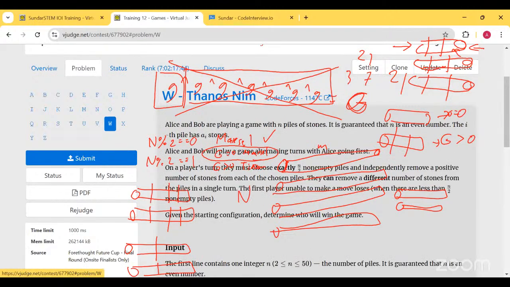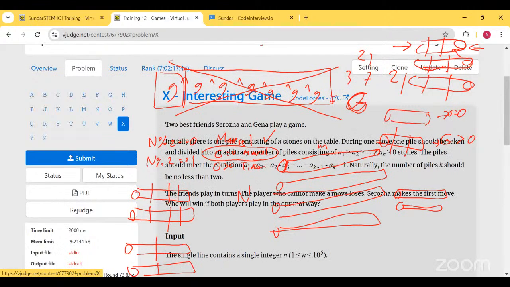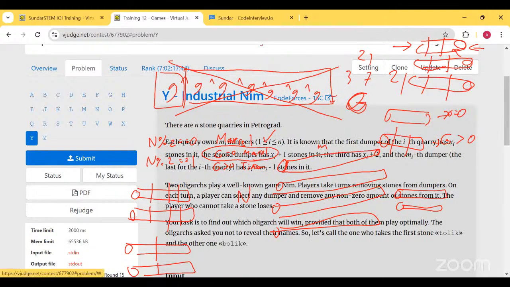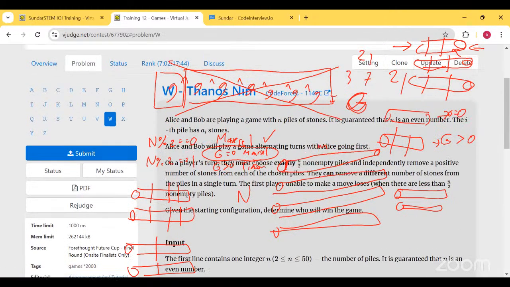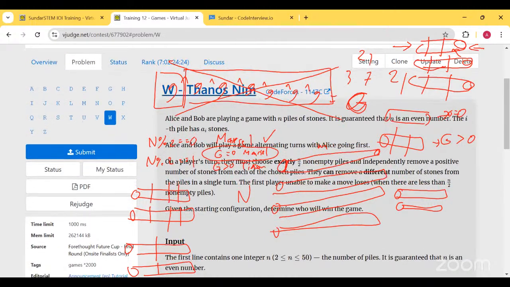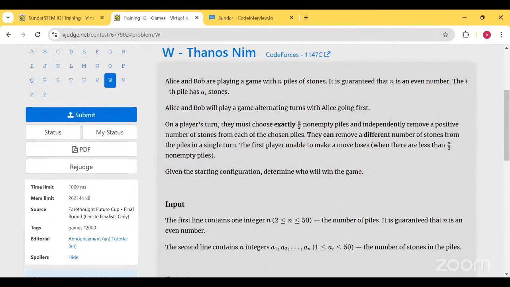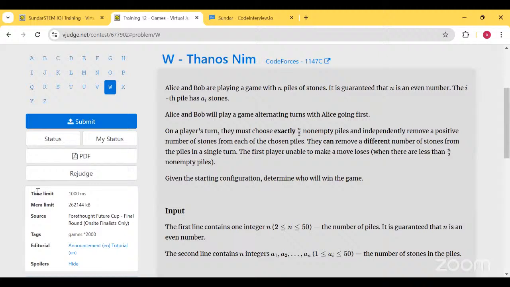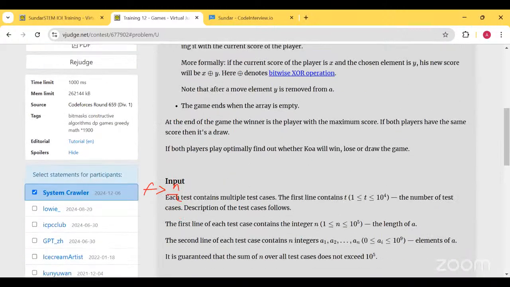So problem V, problem X, and problem Y are about the Grundy theorem. And again for W, also using a similar idea, where we always make the state become f greater than n divided by 2. Okay. Is there any other question?